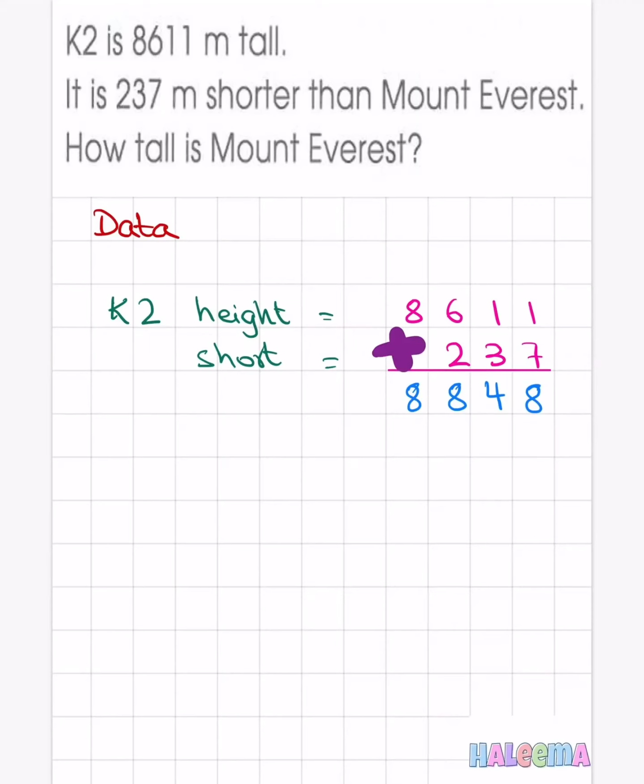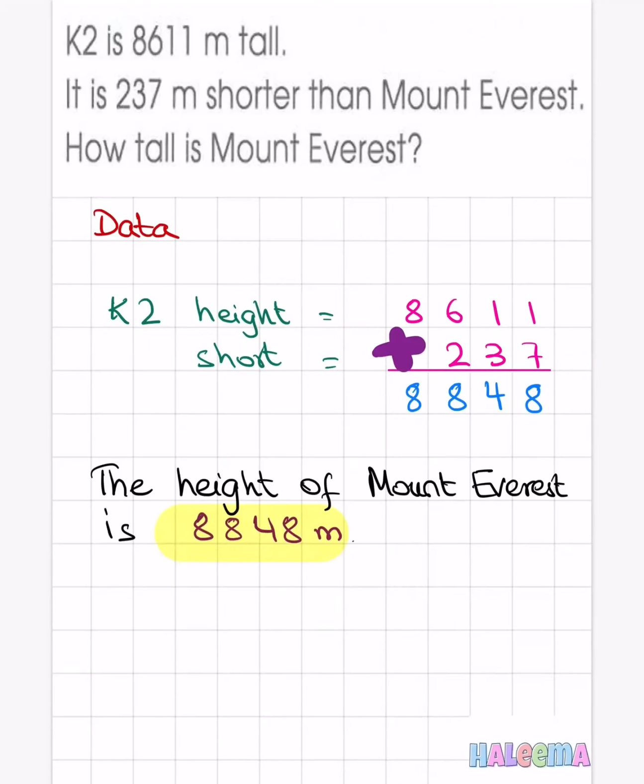Let's go back to the question. It says, how tall is Mount Everest? So the final statement is that the height of Mount Everest is 8,848 meters. Don't forget the units here.